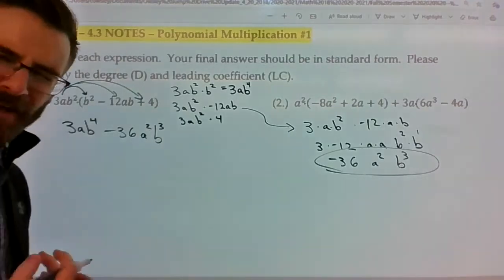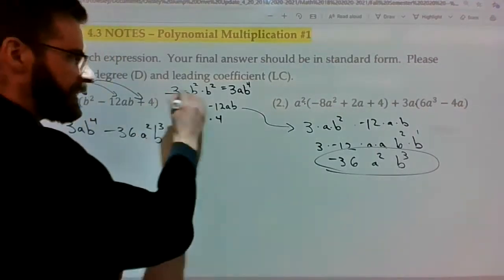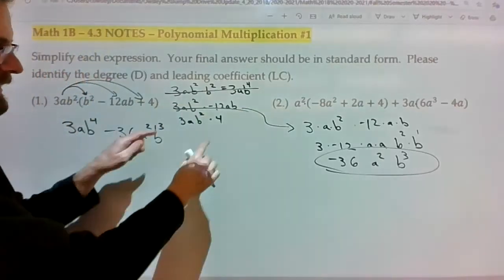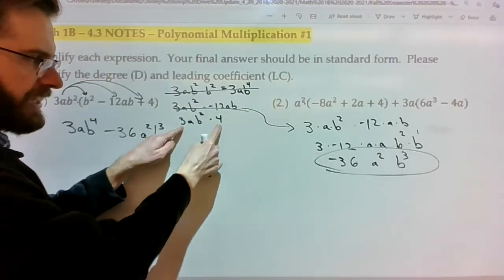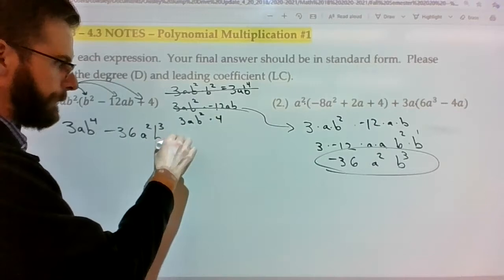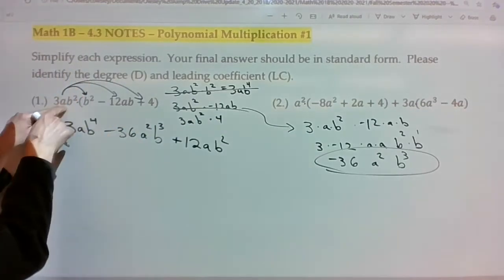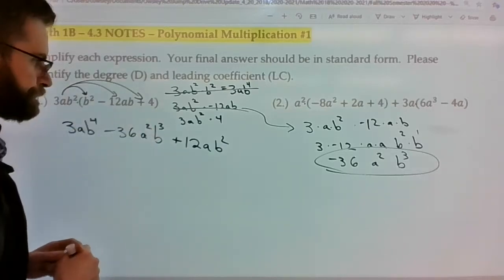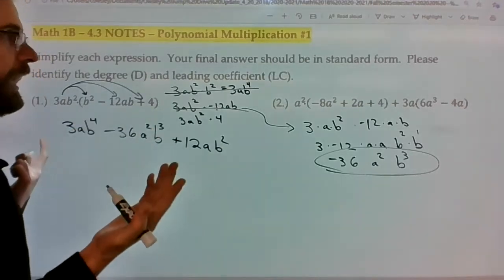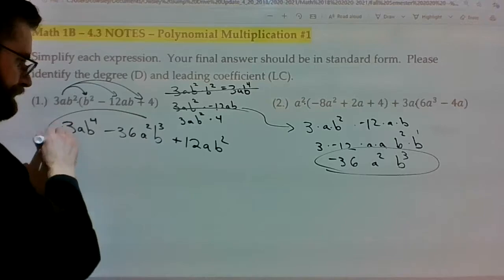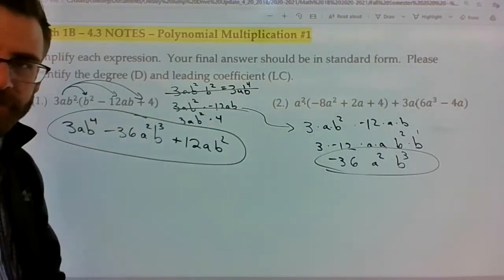All right, so I think you guys are seeing how this is going to pan out. We got rid of that one. We got rid of that one. Now it's just a matter of multiplying the 3 times the 4, and it's going to be a positive 12ab squared when I take 3ab squared times 4. All right. There's my answer.